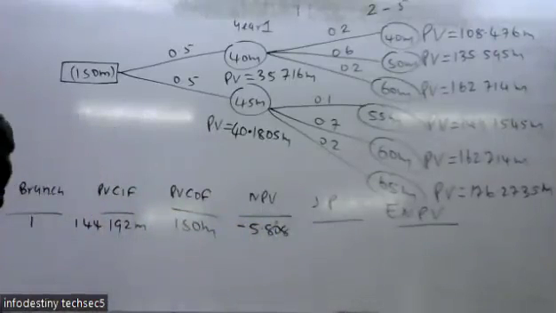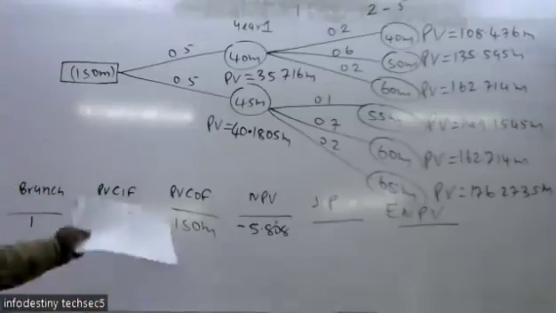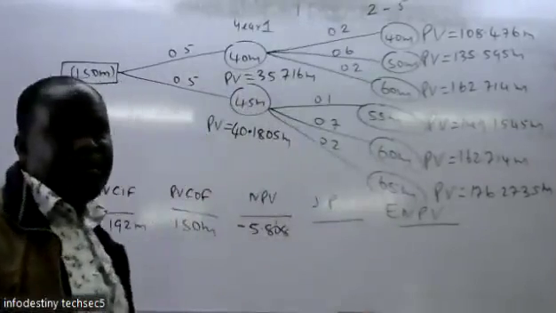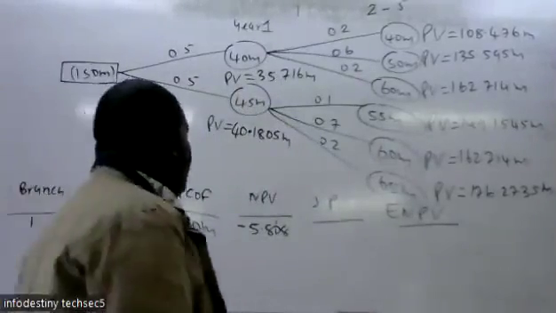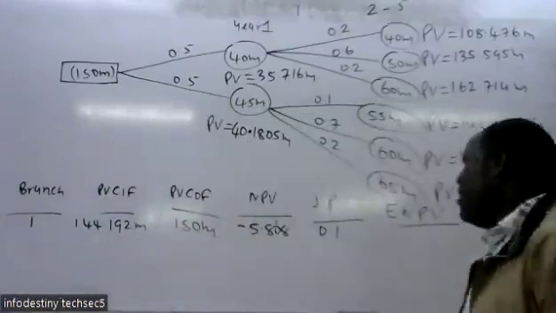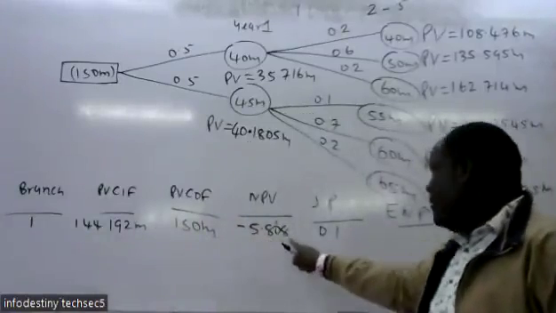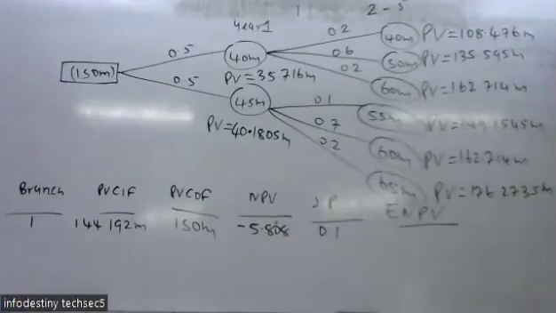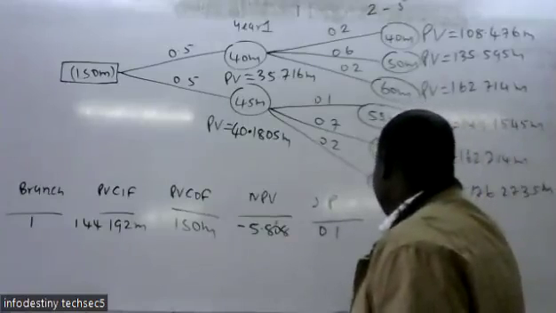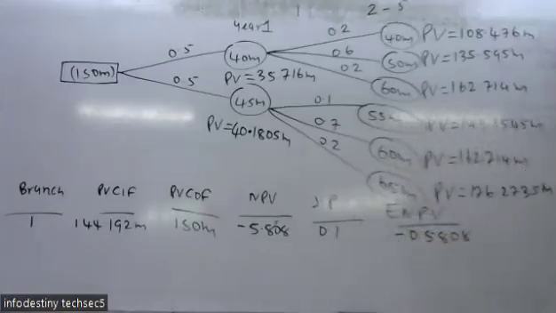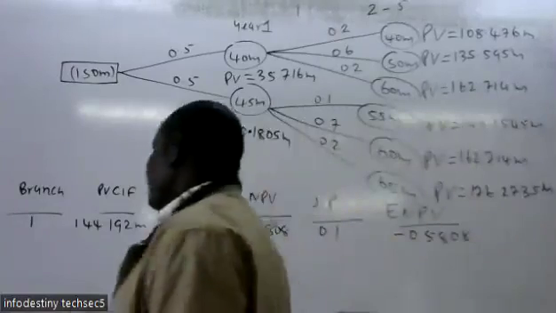Joint probability: we multiply 0.5 by 0.2, which is the same as 0.1. Now we multiply this NPV by this joint probability to get the expected NPV. So it will be negative 0.808. Yeah, so that should be the expected NPV for branch 1. Now we go to branch 2.